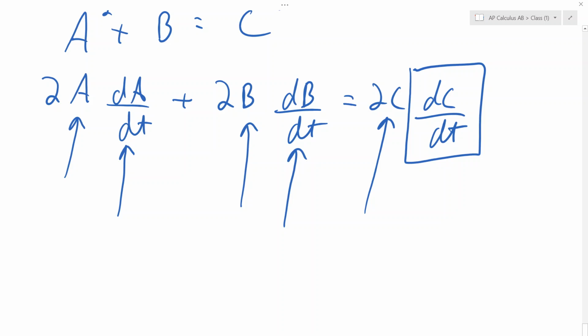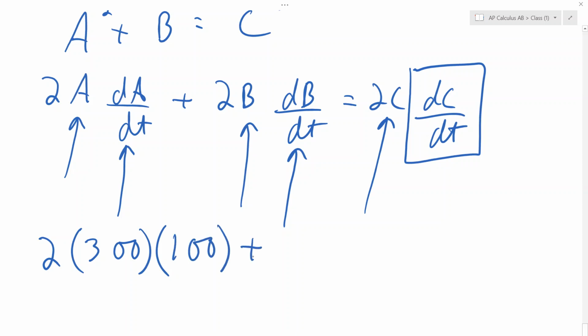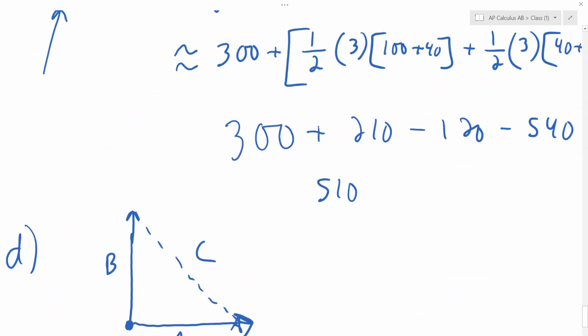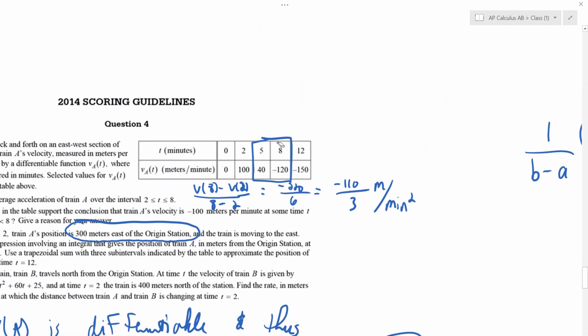We know at this point in time, at time 2, A is 300 meters away from the station. You all see that? That was back in question B. So A is 300 at this point in time, and its rate of change is positive 100 because it's moving away from the station. Everybody with me where these numbers are coming from? Can you see where 100 is coming from? The 100 is coming from that table. Look at this table. At time 2, train A has a velocity of 100. And it's positive, which means it's moving away from the origin station. Make sense?